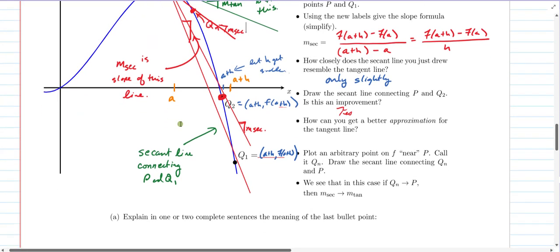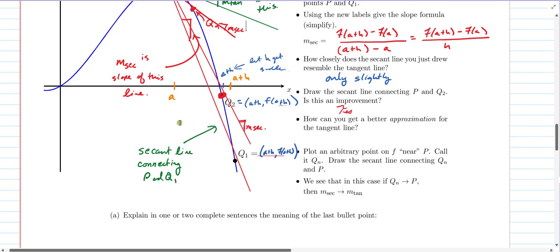So here is the whole gist of this. What we see is that if these points that I'm calling Q with a little subscript number on them, as those points, the Q points, approach point P, then the slope of the secant line approaches the slope of the tangent line. For this to happen, what needs to change? Well, look at how we've labeled these points Q. We've always labeled them as a plus h, and we need a plus h to get closer and closer to a. For this to happen, h must approach 0, and that's the key of it.